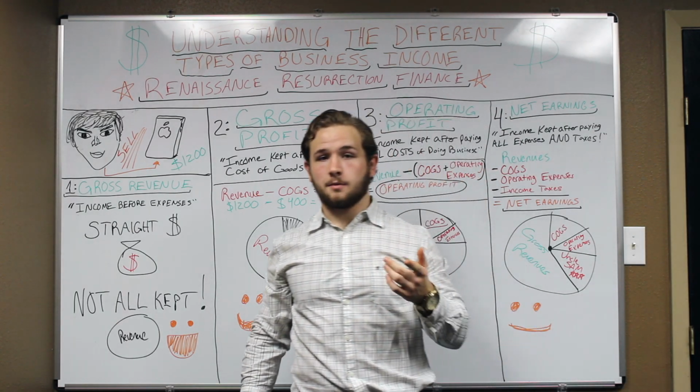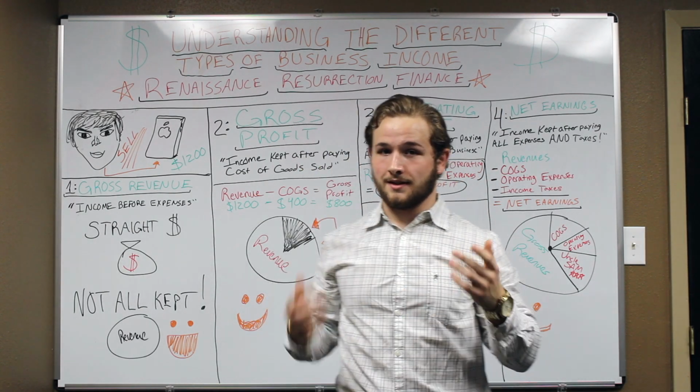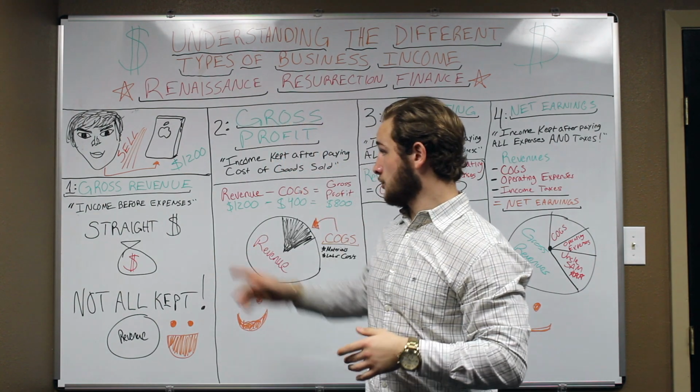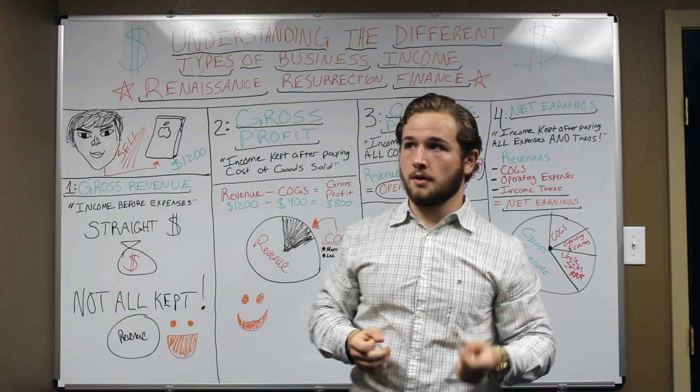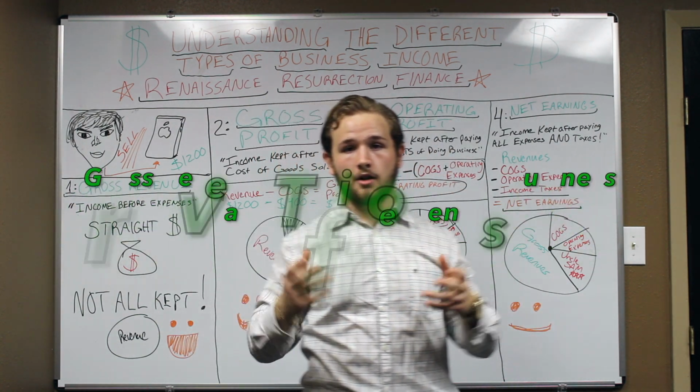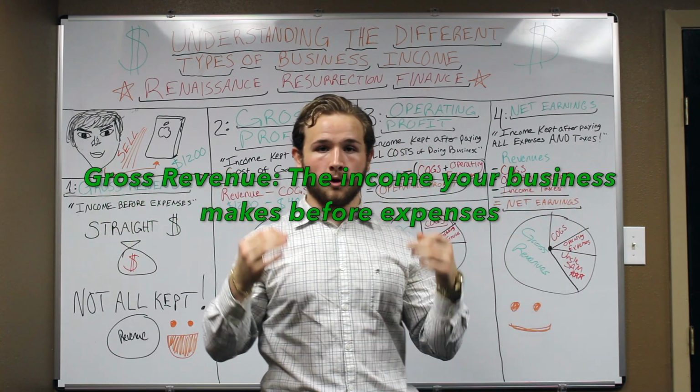Alright, so the very first type of business income that I'll be discussing is the simplest one to understand, and it is gross revenue. So gross revenue can be defined as the income that your business makes before expenses.